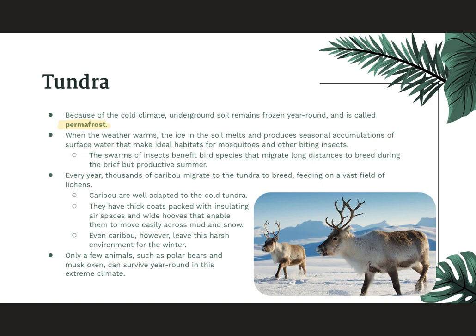Every year, thousands of caribou migrate to the tundra to breed, feeding off of the vast fields of lichens. Caribou are very well adapted to the cold tundra. They have thick coats packed with insulating air spaces and wide hooves that enable them to easily move across the snow and mud. Even caribou, however, leave this harsh environment for the winter. Only a few animals, such as polar bears and musk ox, can survive year round in this extreme climate.